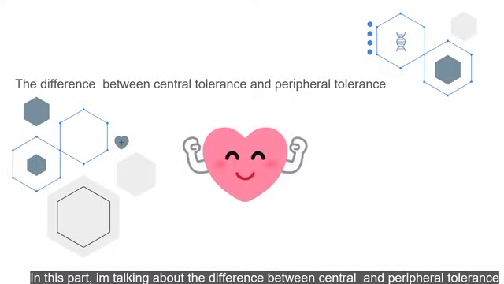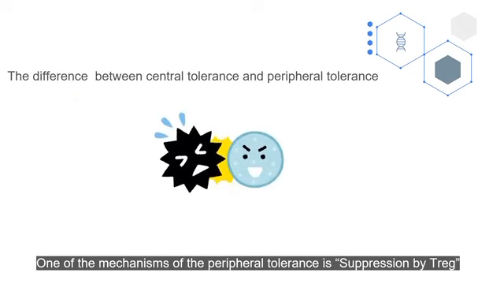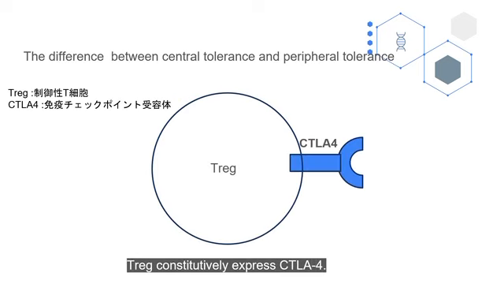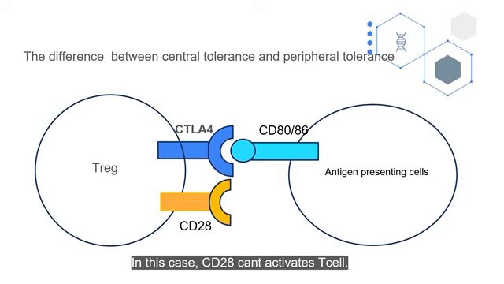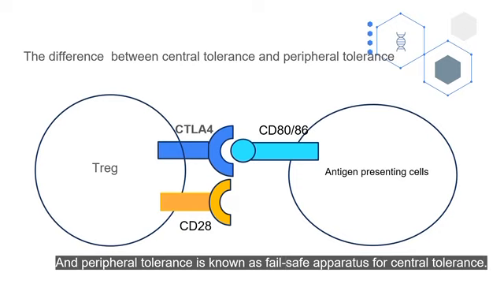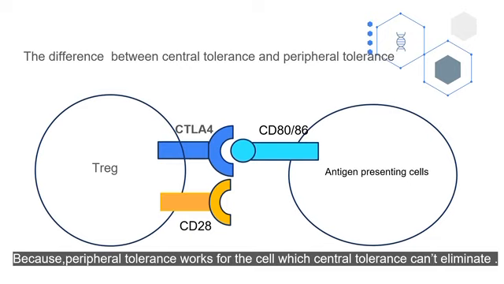In this part, I'm talking about the difference between central and peripheral tolerance. One of the mechanisms of the peripheral tolerance is suppression by Treg. Treg constitutively express CTLA4. CTLA4 combines with CD80-86 and it keeps CD28 away from combining with CD80-86. In this case, CD28 can't activate T cell, and peripheral tolerance is known as fail-safe apparatus for central tolerance, because peripheral tolerance works for the cell which central tolerance can't eliminate.